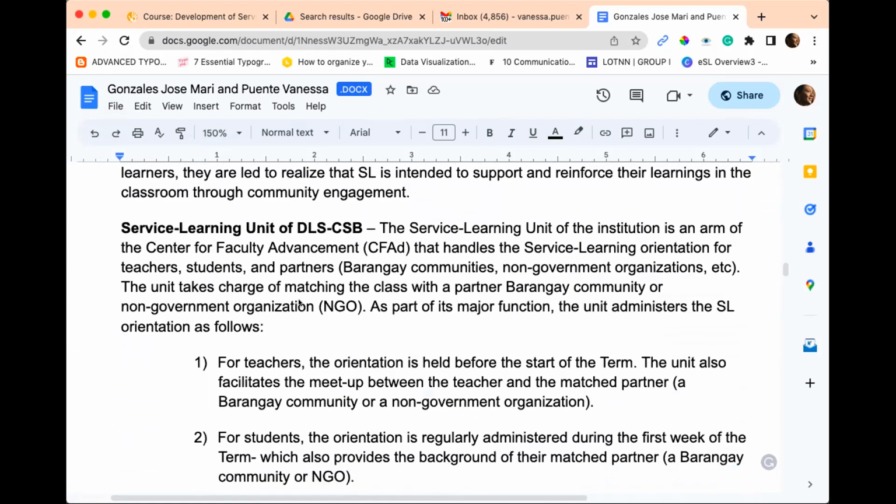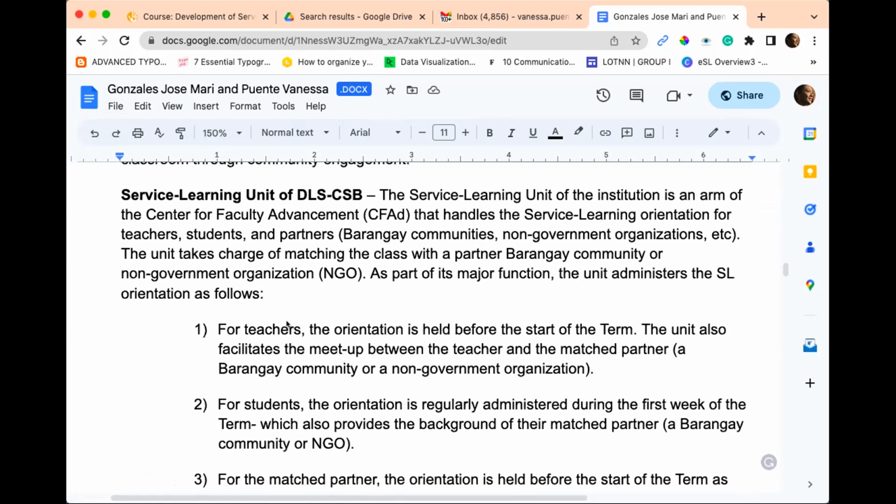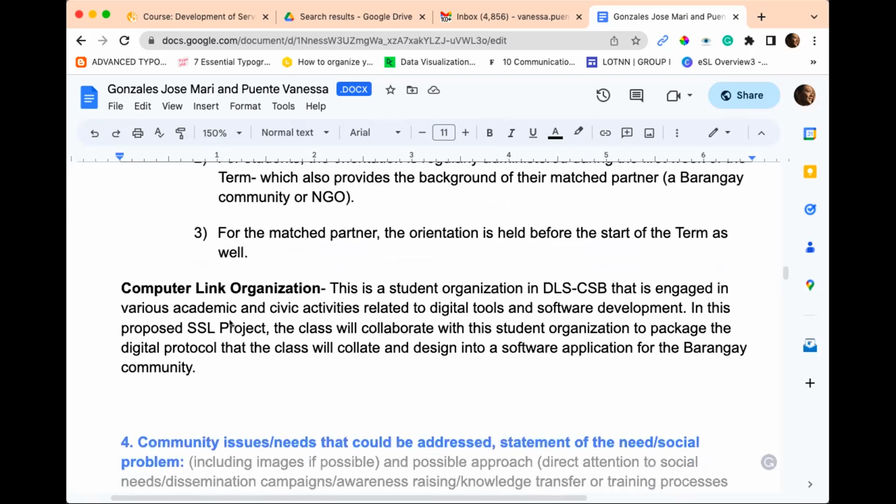And of course, the next set of participants would be the Service Learning Unit of DLS-CSB, which had been explained to us already by Ms. Vanessa. And lastly, the Computer Link Organization, which is a student organization in our school that is engaged in various academic and civic activities related to digital tools and software development.